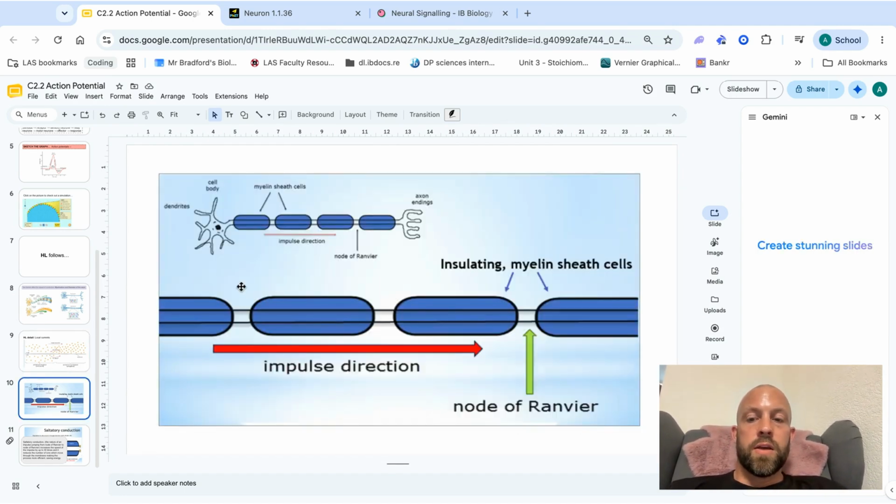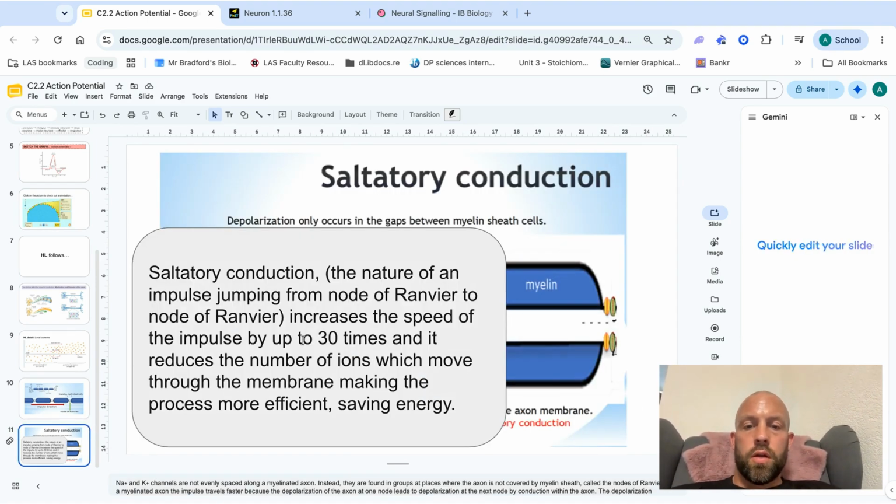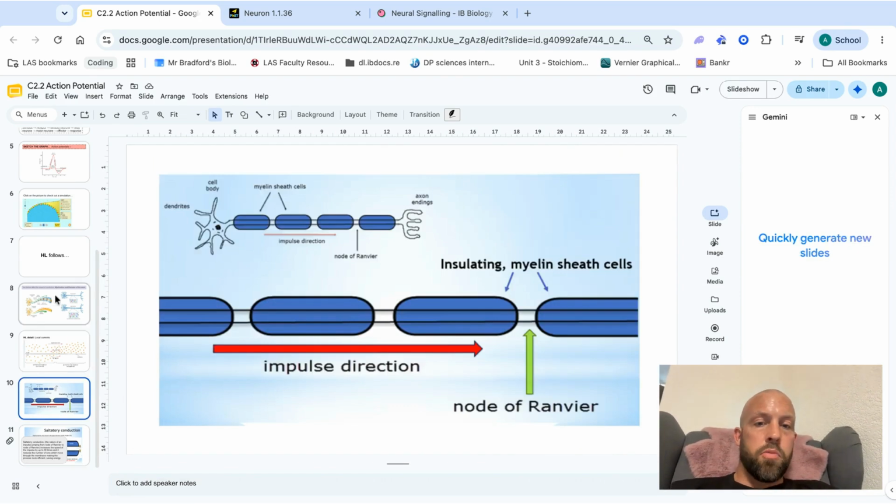So it's happening like this. This area here has now got a high concentration of sodium inside. They move internally down to the next region, causing depolarization there. So if you want to, here's a little fact, it moves 30 times faster via saltatory conduction. So when you're asked about propagation, there's two things, myelination, and then you can explain saltatory conduction.